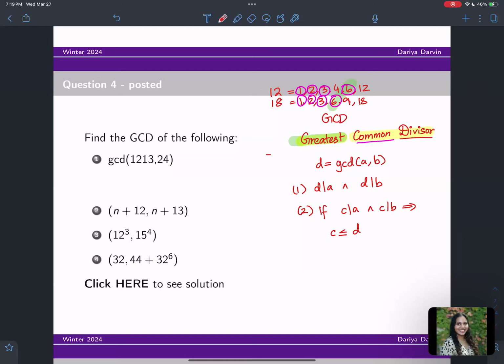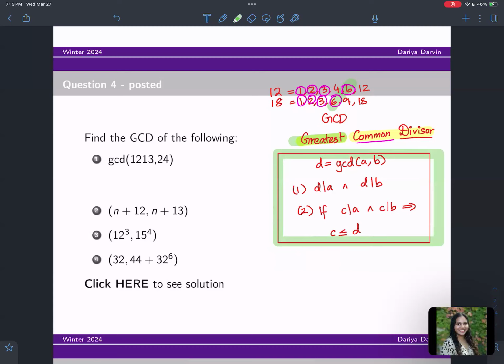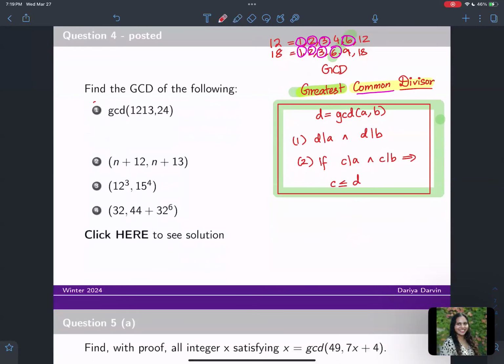Any doubts in the definition and the concept? While I try to draw a rectangle, I'll wait to see if you have any questions. I don't see any questions. Okay, so there are multiple ways to find GCD. All 4 questions here use different methods. I'm not going to do them here. You have to click here to see the solution. Let's just do this one here, which is the brute force method that we just did.